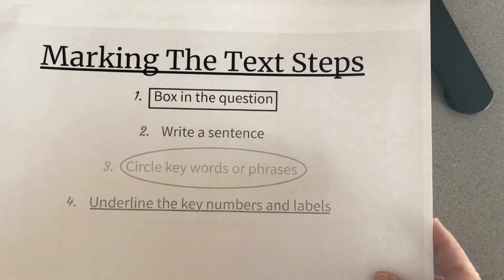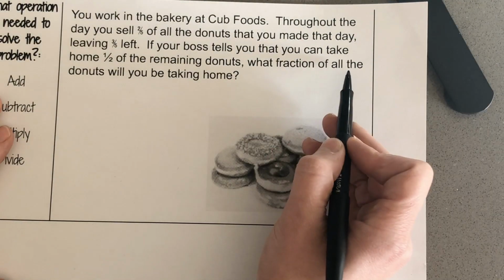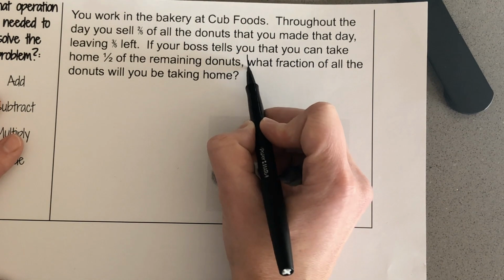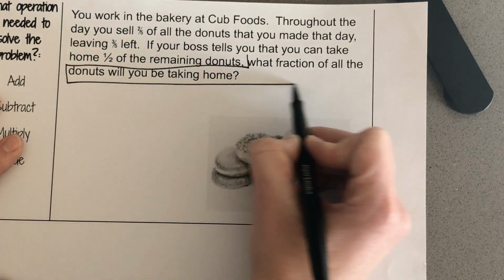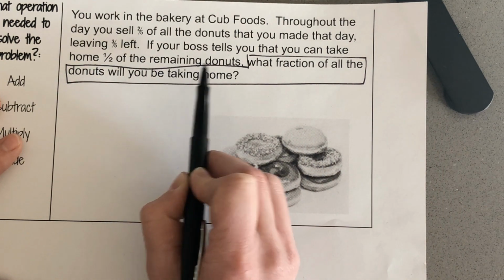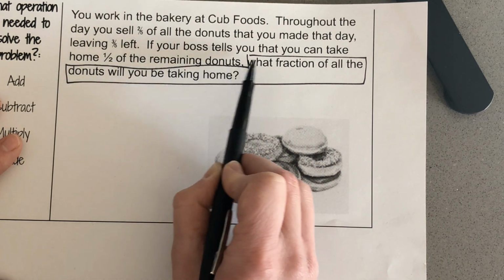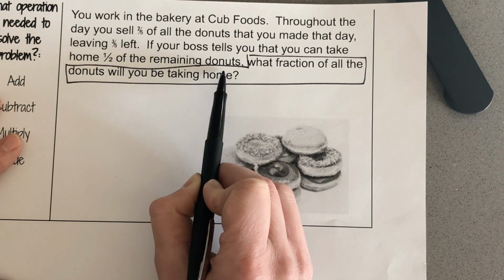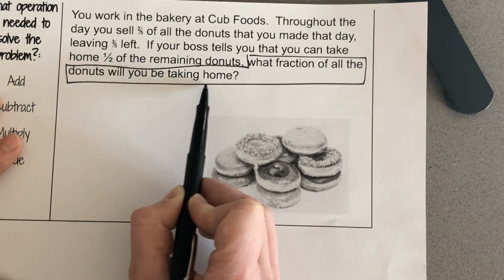So marking the text, we're going to start by boxing in that question. What are we being asked to find? What fraction of all the donuts we get to take home? Now, my box is coming in kind of part way through something. So it says here, if your boss tells you that you can take home half of the remaining donuts, what fraction of the donuts will you be taking home?